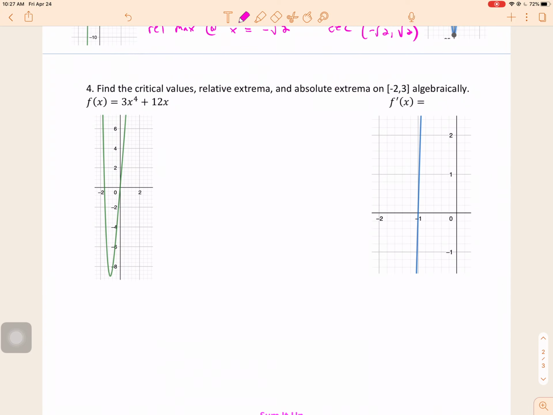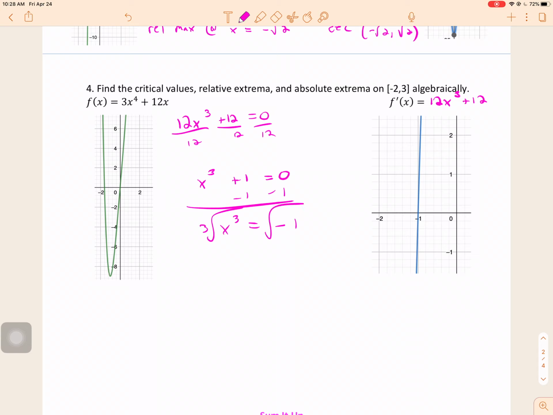Last one, 3x to the 4th plus 12x. That makes our derivative 12x cubed plus 12. But we're looking at this between -2 and 3. So set 12x cubed plus 12 equal to 0. Take a GCF out of 12. You get x cubed plus 1 equals 0. You can just solve this. Subtract 1. You get x cubed equals -1.